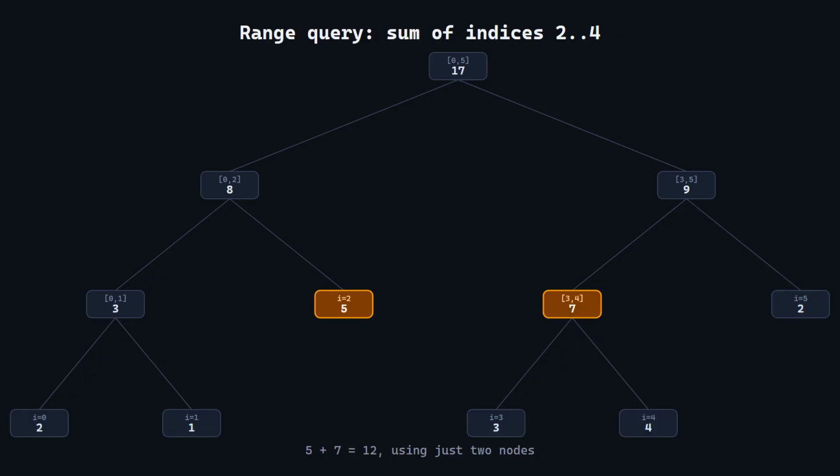Now a range query. Suppose we want the sum of indices 2 through 4. Instead of touching every element, the tree answers with just a couple of pre-computed nodes: the cell at index 2, value 5, and the node covering 3 to 4, value 7. 5 plus 7 is 12. 2 nodes instead of 3 elements, and on a big array, it's a handful of nodes instead of thousands.